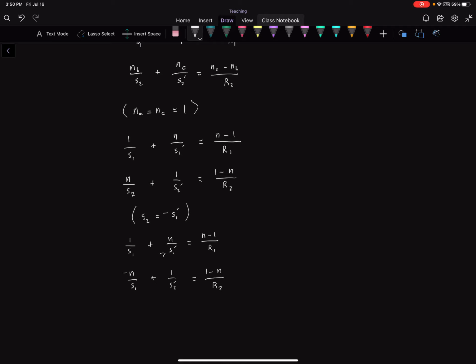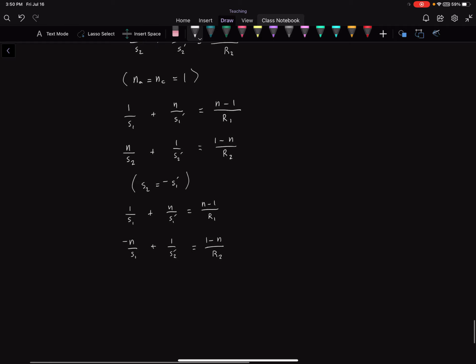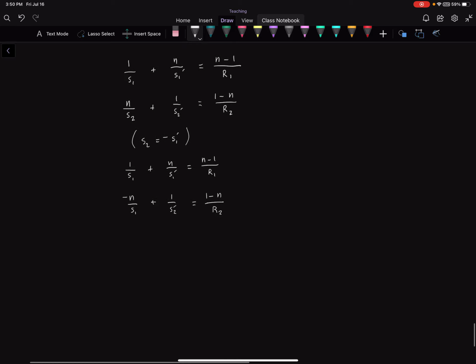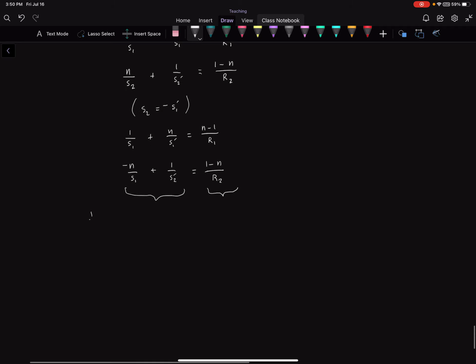I guess you can make either one negative if you want, as long as they're opposite in sign. I went with the other one. So now we're going to add these two equations. Everything on the left gets added, and everything on the right gets added. So we have 1 over S1 plus n over S1 prime minus n over S1 plus 1 over S2 prime.